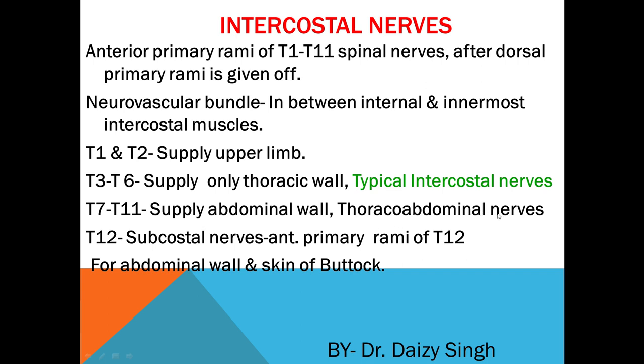Thoraco-abdominal nerves. Then T12, which is also known as the subcostal nerve, is the anterior primary ramus of T12. It is for the abdominal wall and the skin of the buttock. The typical intercostal nerves are T3 to T6. They supply only the thoracic wall.